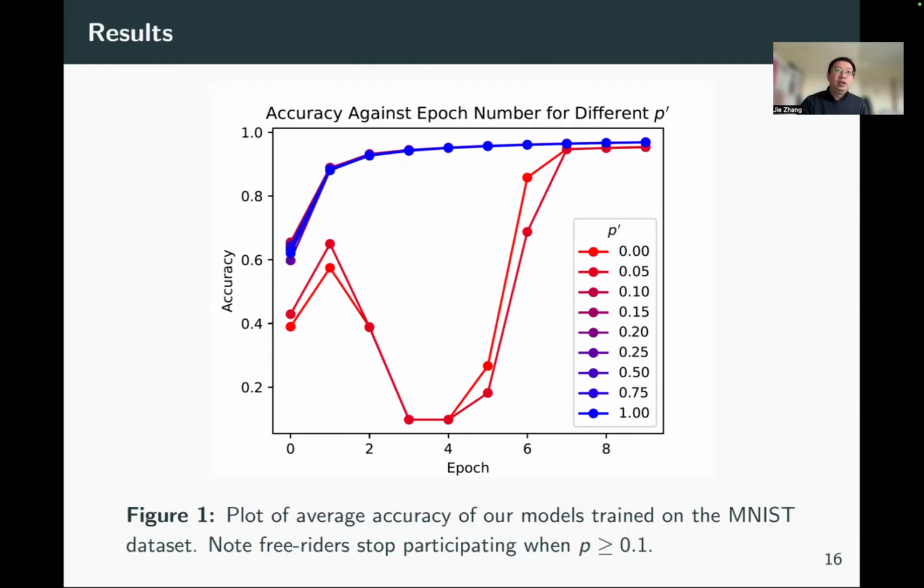So this is essentially demonstrating that free riders are not good, and it is also demonstrating that this cutoff point, 10%, which we actually predicted from the theorem, is the point where free riders will start deciding to join in.